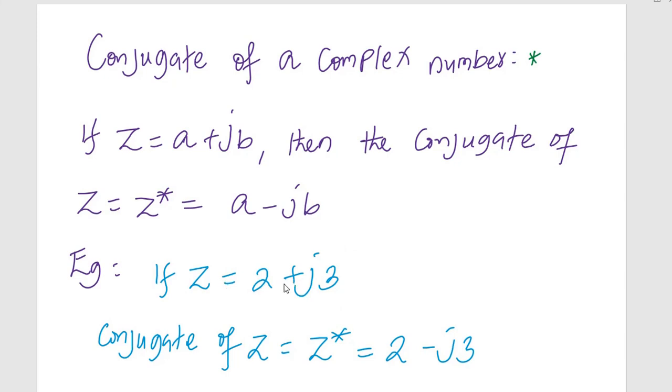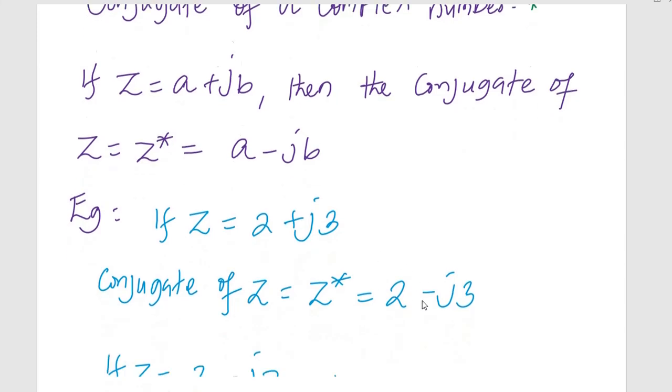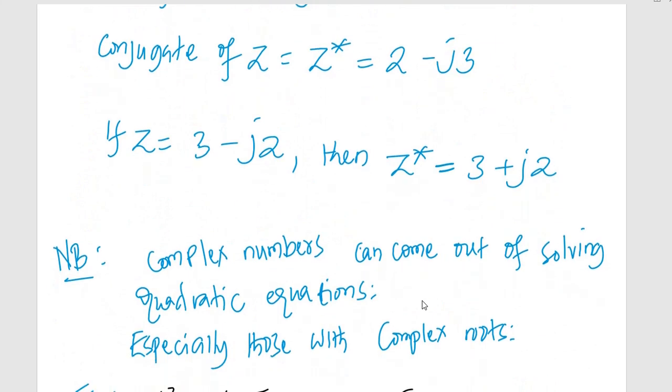So if z is equal to 2 plus j3, then the conjugate of z, which is z star, we can express as 2 minus j3. Just look at this sign. If it is negative, you make it positive. If it is positive, in the conjugate it will become negative. So let us move ahead. If z is equal to 3 minus j2, then z star is equal to 3 plus j2.